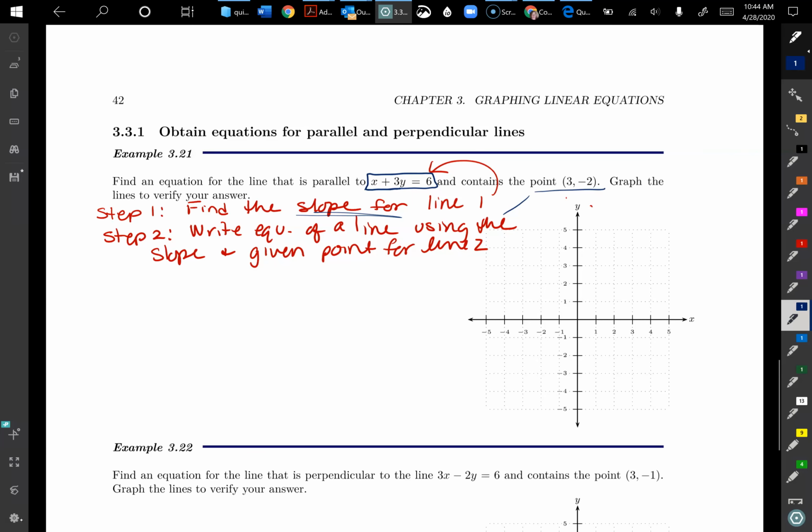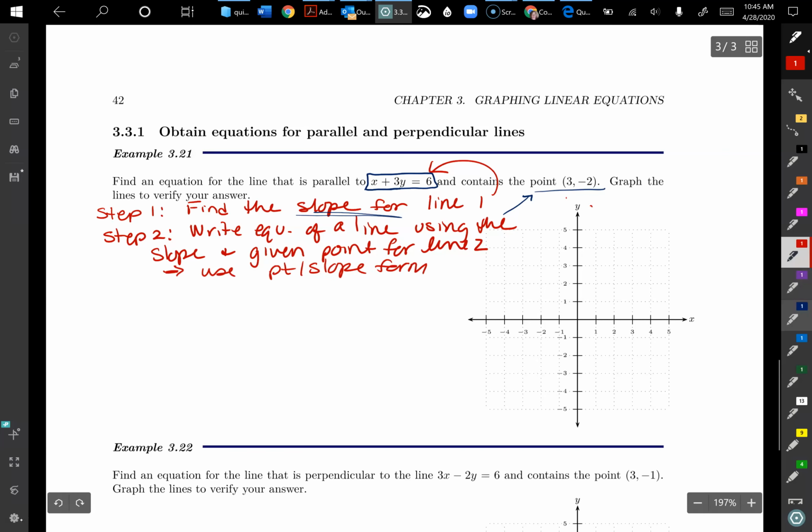Step 1, find the slope for line 1, the given line, because we need to use that. Then write an equation of a line using that slope and the given point for line 2, which is up here. So we need to use our point slope form. That would be step 3, or part of step 2 actually, would be use point slope form.